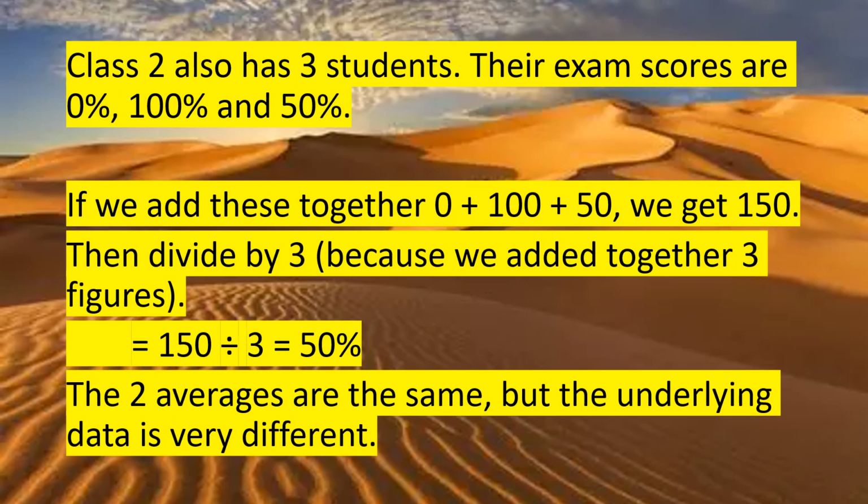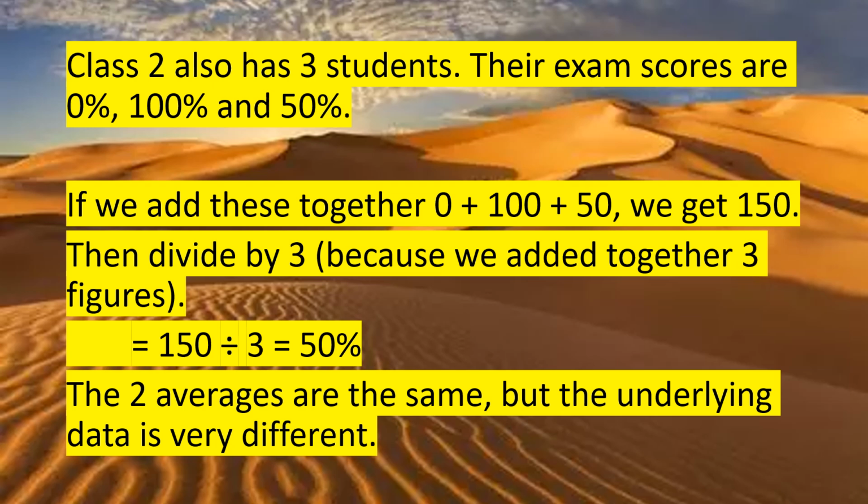Class 2 also has 3 students. Their exam scores are 0, 100%, and 50%. If we add these together, 0 plus 100 plus 50, we get 150. And then we divide by 3 because we added together 3 figures. So 150 divided by 3 equals 50%.